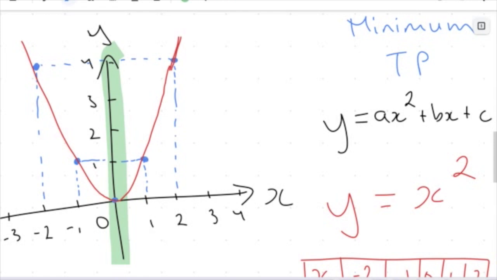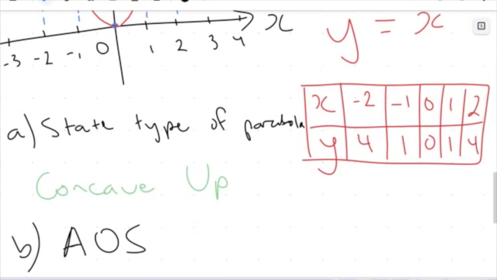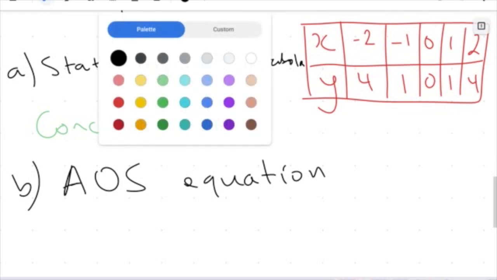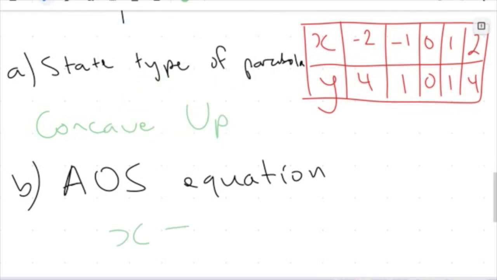Now, if we have these vertical and horizontal lines, they have a very unique equation. For this one here, my vertical line is always going through an x value of 0. So the equation of my axis of symmetry is going to be x equals 0.